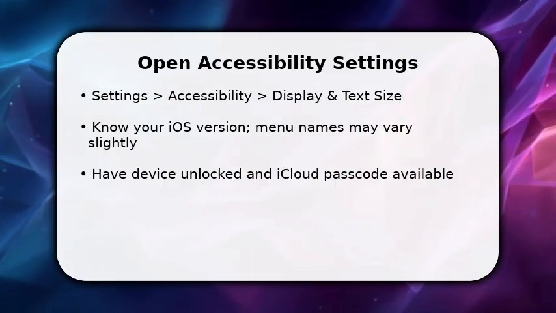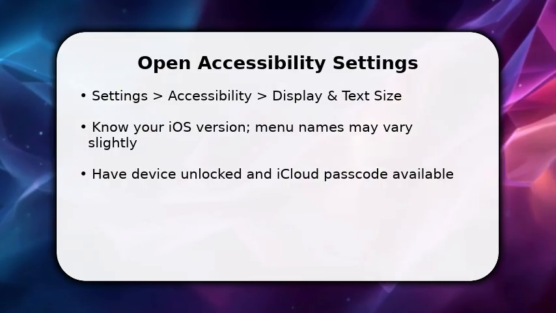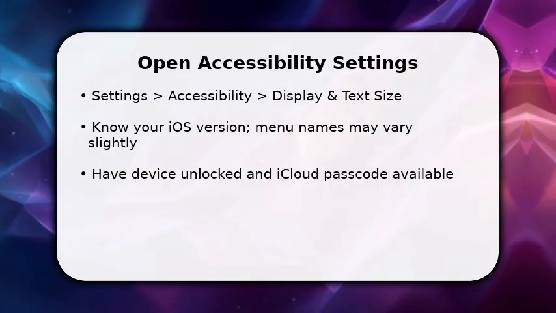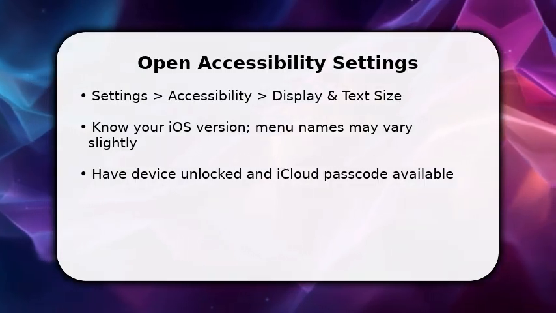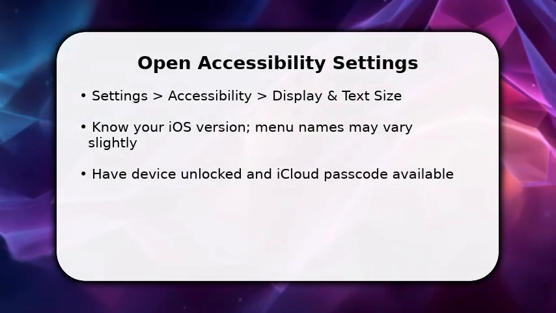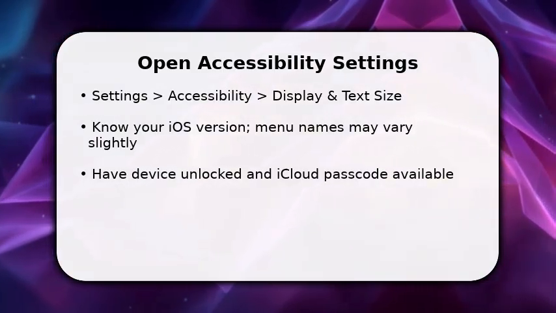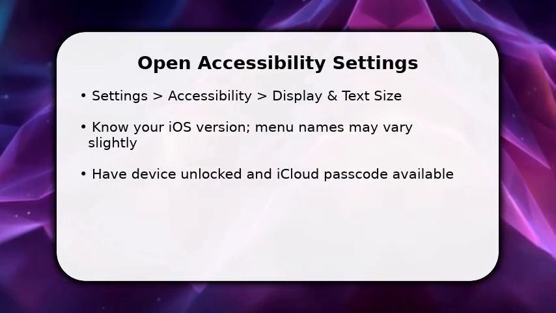You start by opening Settings and navigating to Accessibility, then Display and Text Size. This gets you straight to visual options. You want to act now, tap Display and Text Size, then look for Color Filters. Once there, you'll see a Toggle and Sample View. This is where iOS changes color rendering.